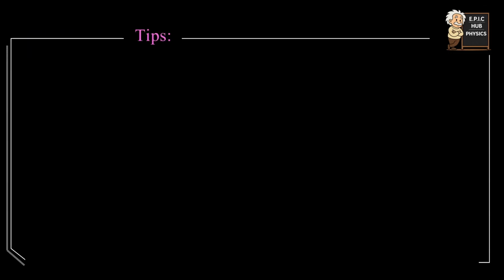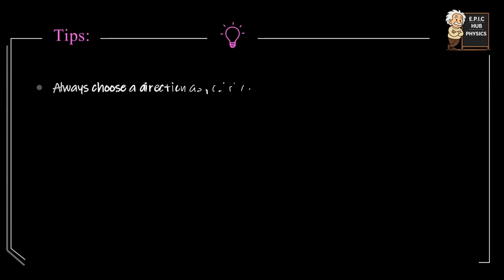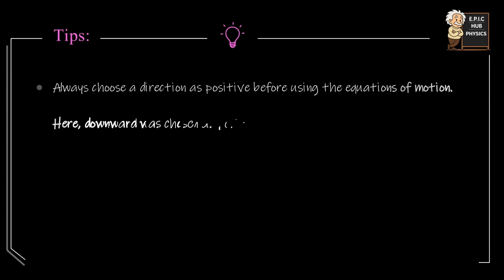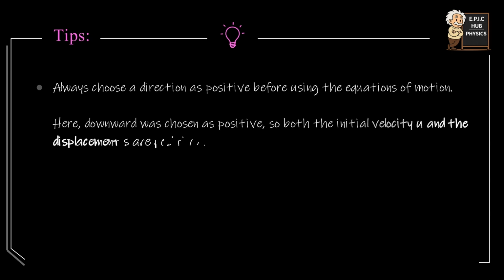A helpful tip when solving problems like this is to choose a direction as positive before using the equations of motion. In this problem, downward was chosen as the positive direction. Because of this choice, the initial velocity and the displacement are both positive since they act in the downward direction. So, the first thing to do is to choose a relevant Suvat equation. The next thing to do is to choose a direction that you assign positive.